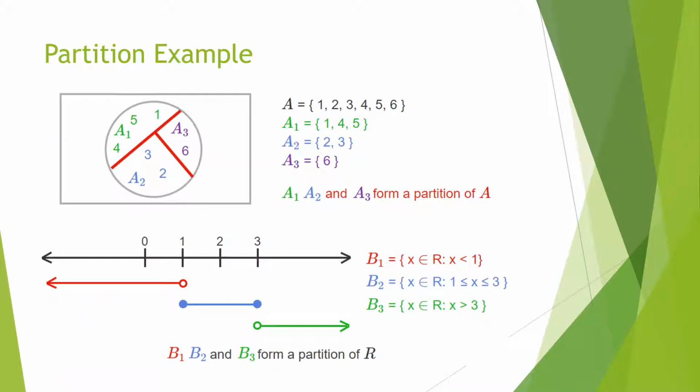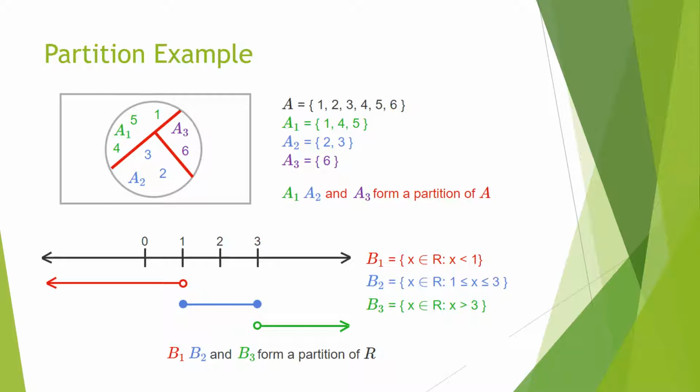In this slide, I'm going to show you two examples of partitioning a set. One is for a finite set, the other one is for an infinite set. If you have a finite set A containing the numbers 1, 2, 3, 4, 5, and 6, you can partition it in the following way. You can say 1, 4, and 5 are in one class, 2 and 3 are in another class, and 6 is in the third class. So the set A can be partitioned into A1 including 1, 4, and 5, A2 including 2 and 3, and A3 including only 6. Therefore, A1, A2, and A3 form a partition of A. Why? Because they're mutually disjoint, their union is the set A itself, and none of them are empty.